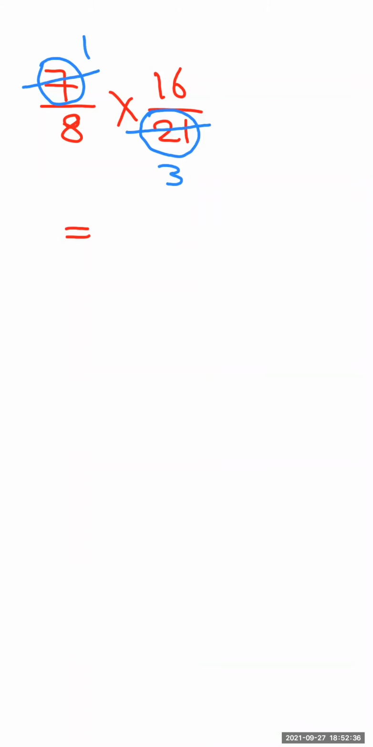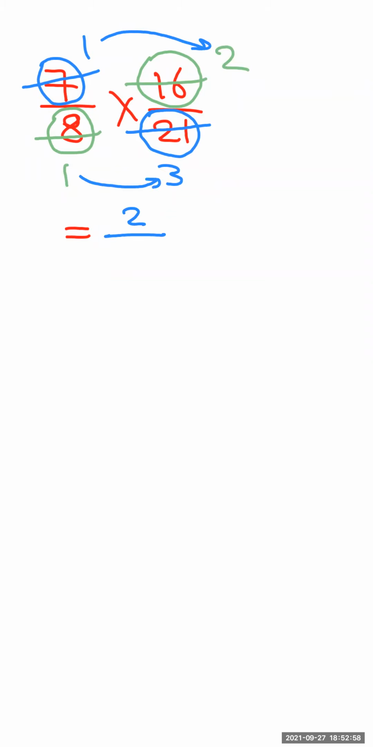Then again, what about the next numbers? Also, there is 8 and 16. So we can simplify the two numbers. If I divide them by 8, here 8 divided by 8 equals 1. 16 divided by 8 equals 2. Now the numbers become very simple. It's 1 times 2 equals 2 over 1 times 3 equals 3. So simply it will equal 2 over 3. So it's very easy to simplify the numbers first, then go ahead with the multiplication. Okay? One more question like this.